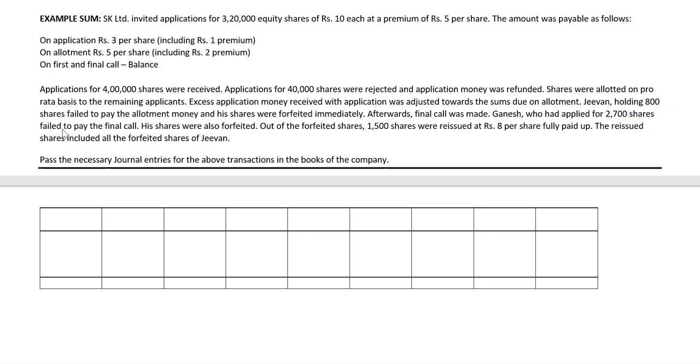G1 holding 800 shares failed to pay the allotment money and his shares were forfeited immediately. Afterwards, the final call was made. Ganesh, who had applied for 2,700 shares, failed to pay the final call. His shares were also forfeited. Out of the forfeited shares, 1,500 shares were reissued at Rs 8 per share fully paid up. The reissued shares included all the forfeited shares of G1. We are asked to pass the necessary journal entries for the above transactions in the books of the company.